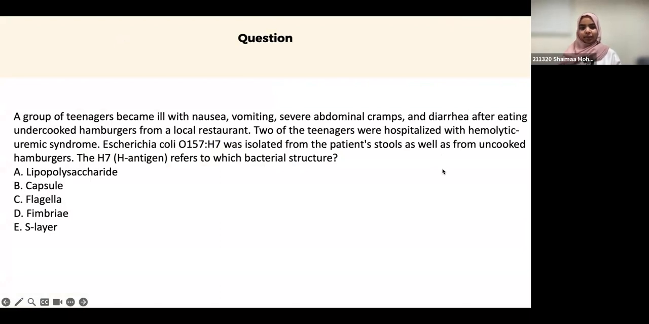Okay. A group of teenagers became ill with nausea, vomiting, severe abdominal cramps, and diarrhea after eating undercooked hamburgers from a local restaurant. Two of the teenagers were hospitalized with hemolytic uremic syndrome. E. coli O157:H7 was isolated from the patients' stool as well as from uncooked hamburgers. The H7, H antigen, refers to which bacterial structure? As you can see, you can answer this question without even reading the full scenario, just the last line. Okay? Flagella, lipopolysaccharide, a polysaccharide capsule, fimbriae. Yes, so flagella. Correct.